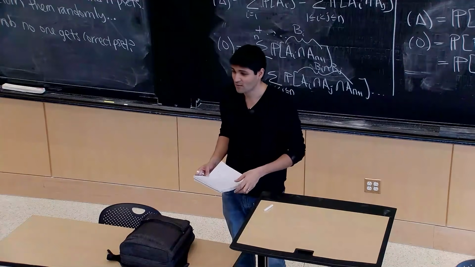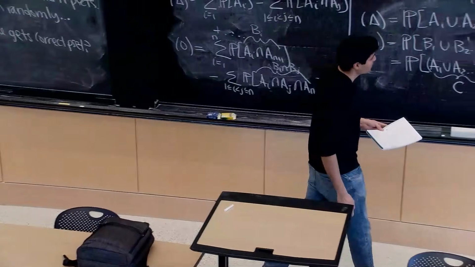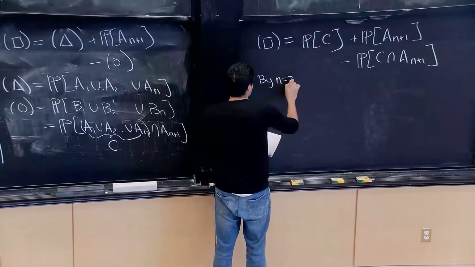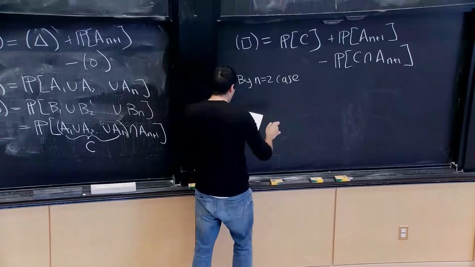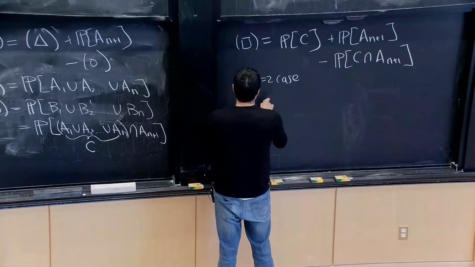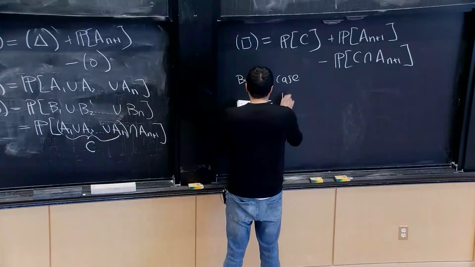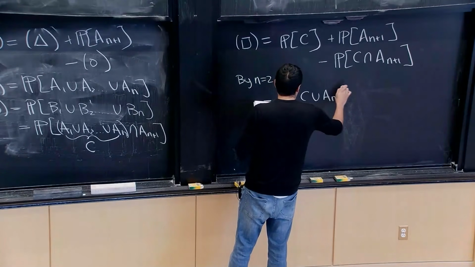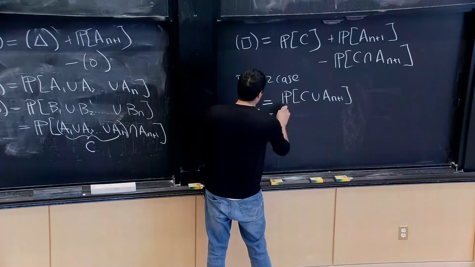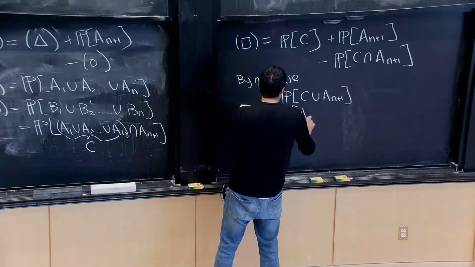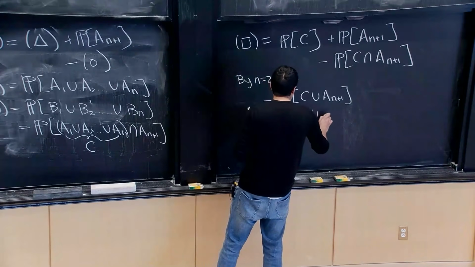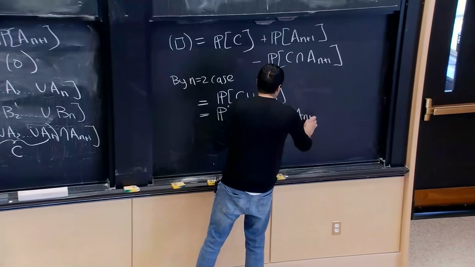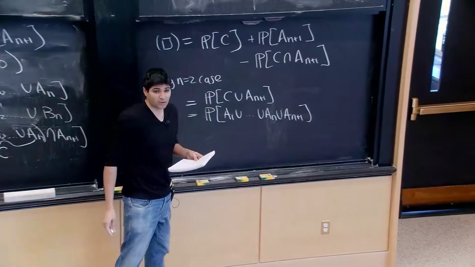Yeah. This is the base case. Perfect. This is the N equals 2 case. So by the N equals 2 case, we know that this is exactly equal to the probability of C union A_{N+1}. And we just have to remember what C is, because C is the union of all of these A1 up to AN. And then we tack on A_{N+1}, and we've proven inclusion-exclusion.